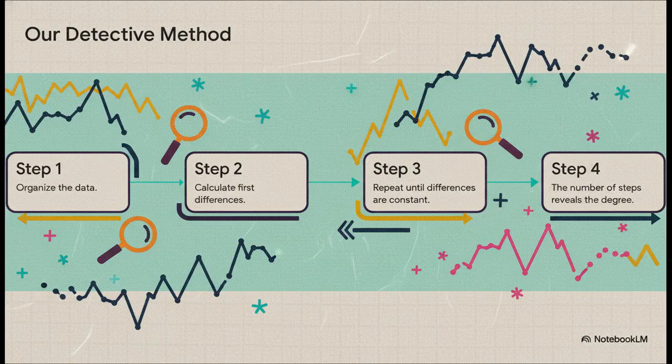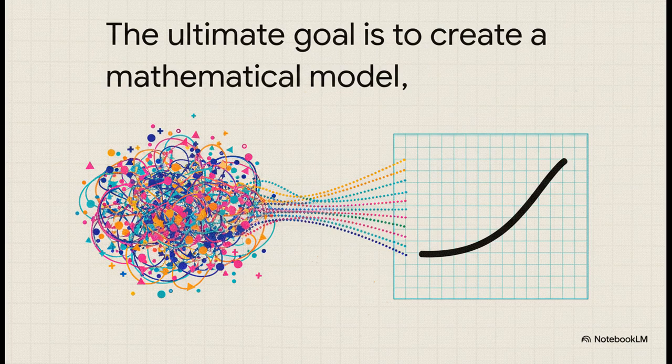So here's our method, our 4-step playbook. You line up your data, you calculate the differences, you keep doing that until they're constant. And then, the number of steps you took, that's the degree of your polynomial. It's this elegant, repeatable process that you can use on any dataset that behaves this way. And let's not forget the end game here. The whole point is to create a mathematical model. We're not just finding a pattern for the fun of it. We're building a function that actually describes a real relationship. Now that we know for sure that it's a second-degree polynomial, we can use other tools to find the exact equation, and that gives us a really powerful model.